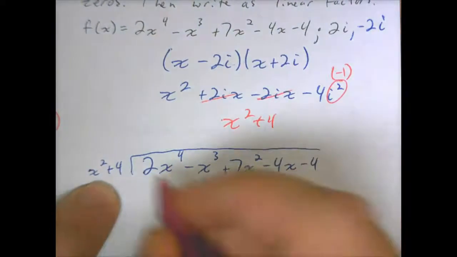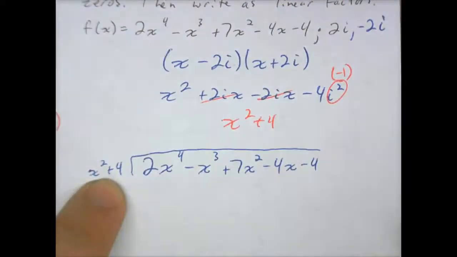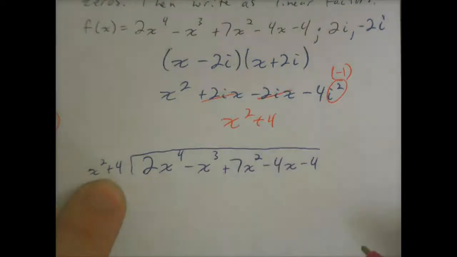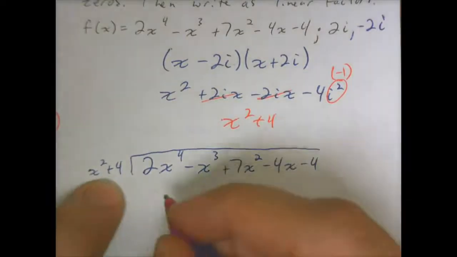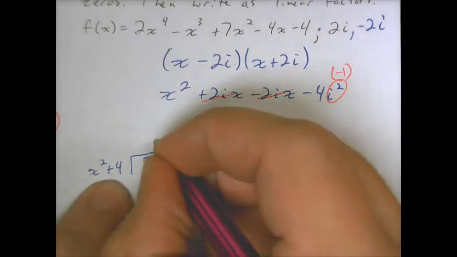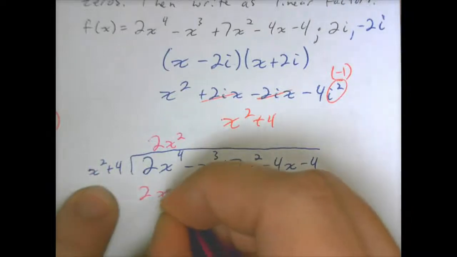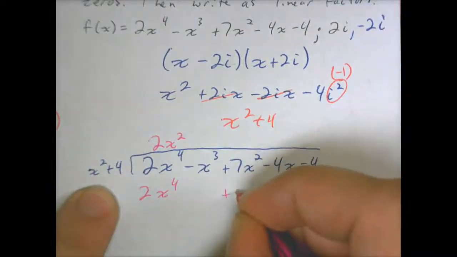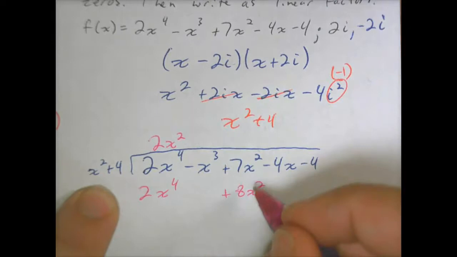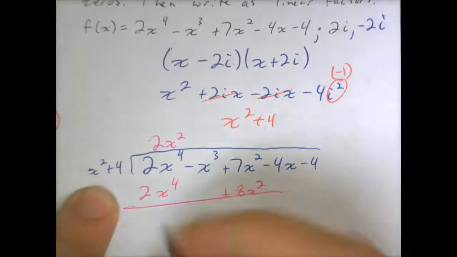Just doing polynomial division. Remember, only look at your first term. So x squared times what gives us 2x to the fourth? Well, 2x squared. And then I'm going to multiply, so 2x to the fourth plus 8x squared. Make sure you line up the terms with the terms that they go with. And then subtract your line.